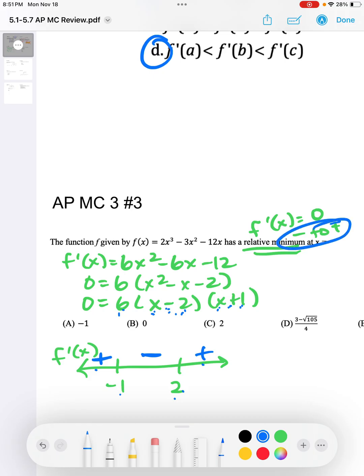Now we're looking for the change from negative to positive. So we're looking, and I just kind of covered it up here, for the X value of that relative minimum. So from negative to positive, that X value is 2, which should be an answer of C.